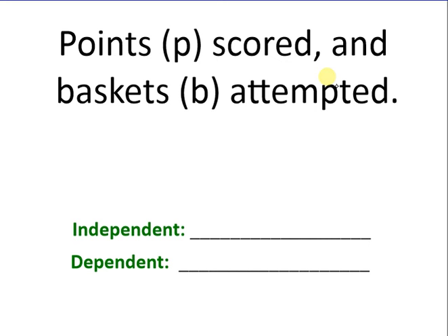So points scored and baskets attempted. Which one is the independent variable and which is the dependent variable? The way that I like to word it is, which one of these is dependent on the other? Are the number of baskets dependent on the points scored, or the points that you score dependent on the baskets? Well, in this case, the points that you score are dependent on how many baskets you attempt. So the points are dependent on the baskets.